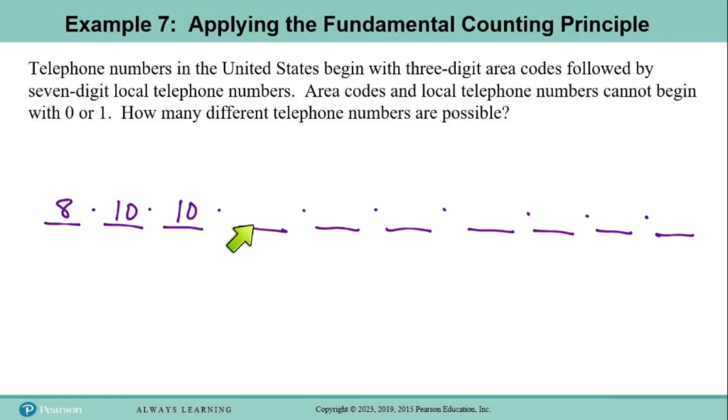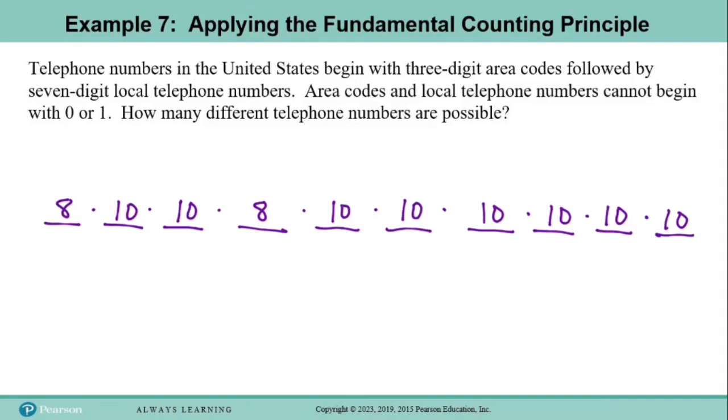Now for the fourth digit, we are to the beginning of the local telephone number, and again, that cannot start with a 0 or a 1, so there are only 8 different digits that could be chosen for this blank, and then there are 10 choices for each remaining digit.